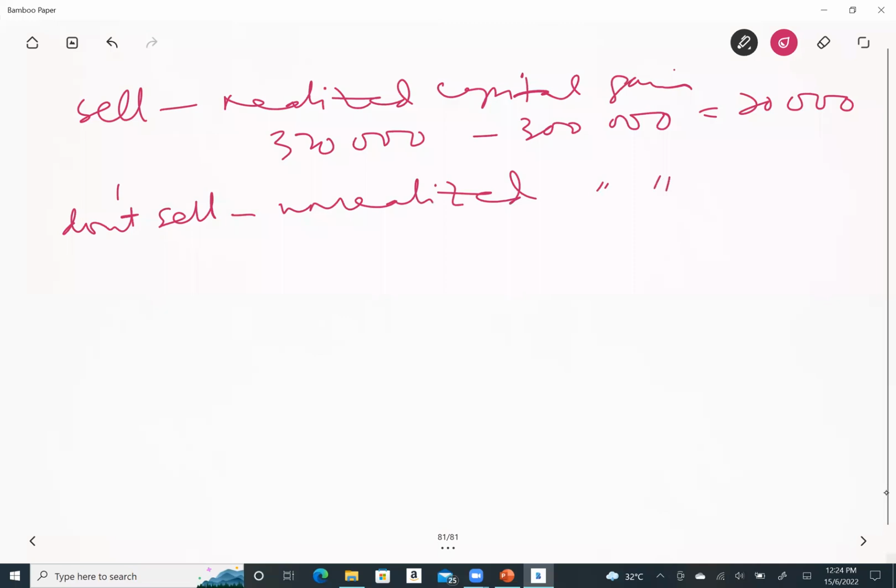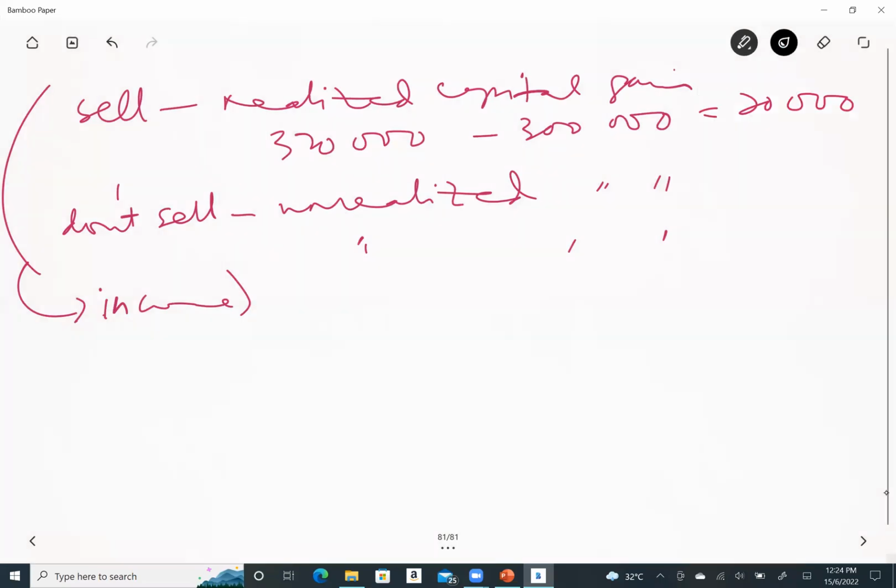Okay? So it's the same amount, 20,000. That is income, all right? So these are all considered income. Capital gain, whether it's realized or unrealized, is considered capital income.